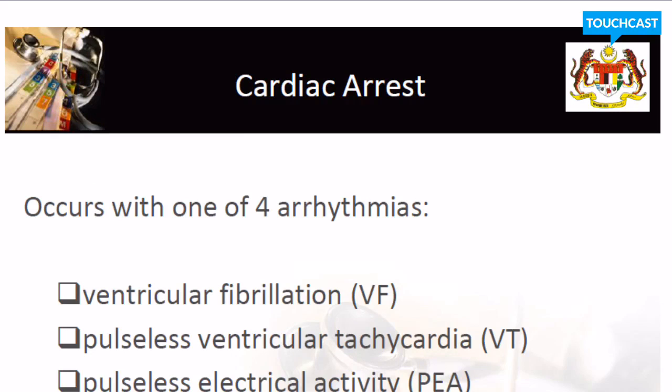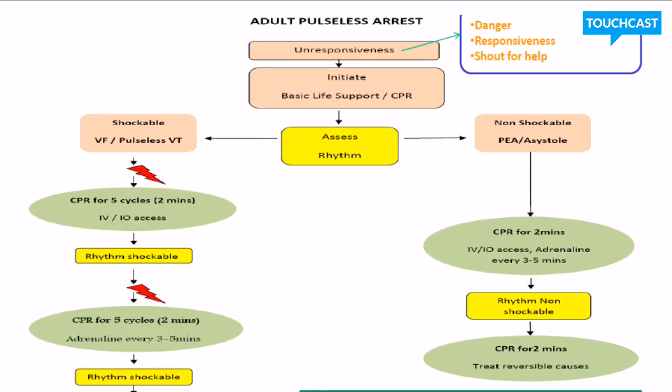So when we say cardiac arrest, what we mean are VF, VT, PEA, and asystole. As an example, let's say a patient comes to you with unresponsiveness. So you initiate BLS. How do you initiate BLS? Yes, your DRS ABCD. You assess the danger, you tap the patient's shoulder. Hello, hello, are you okay? If the patient is not responding, you shout for help, you open the airway, you scan for breathing. If there's no breathing, it equals cardiac arrest and you start CPR, chest compression.